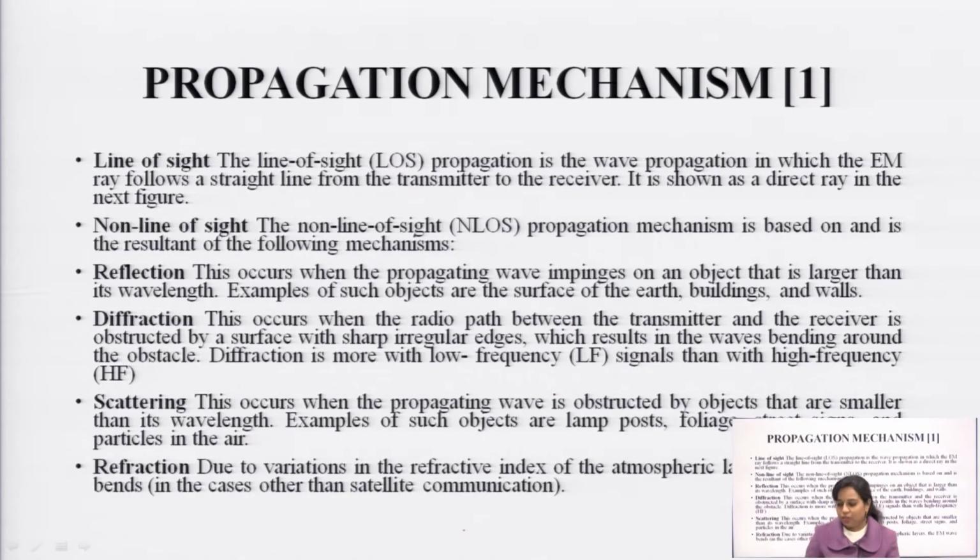Now, next is the propagation mechanism, where we are going to see some of the definitions related to wireless mobile communication. The first one is line of sight. Line of sight is the wave propagation in which the electromagnetic ray follows a straight line from the transmitter to the receiver. In the next figure these 5 definitions are explained very well.